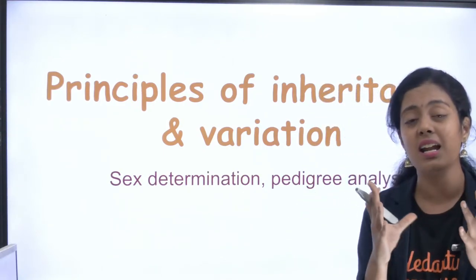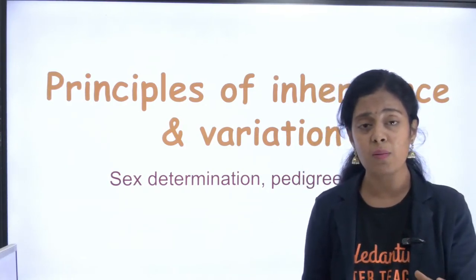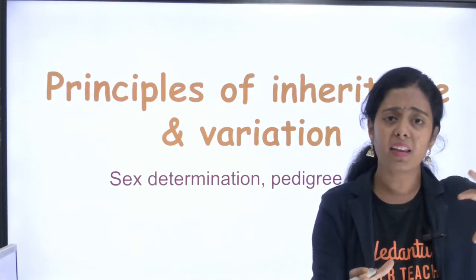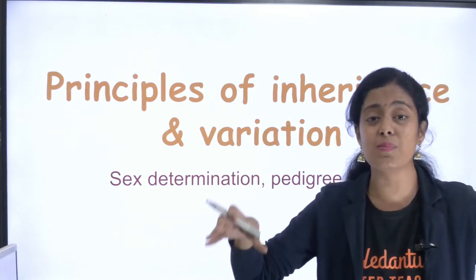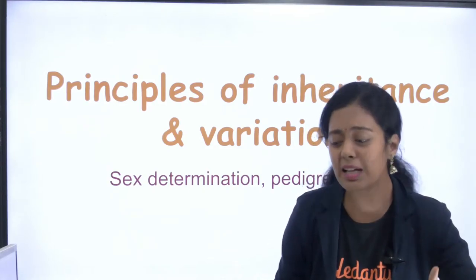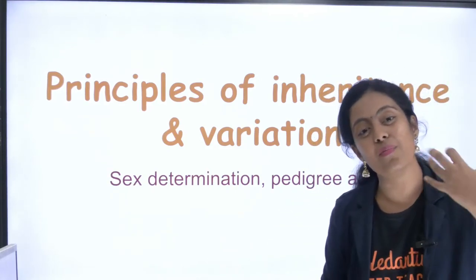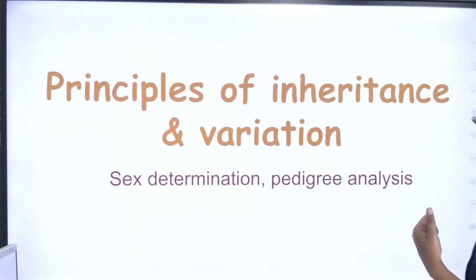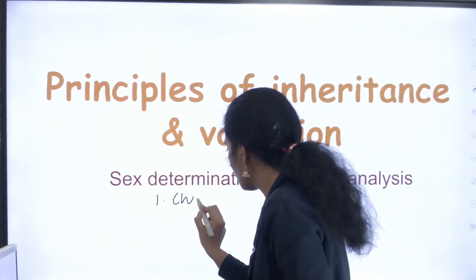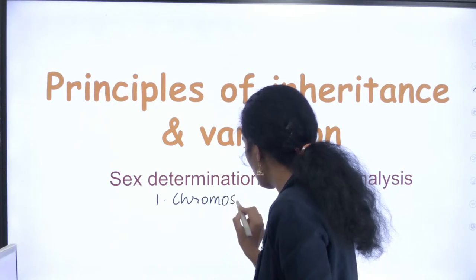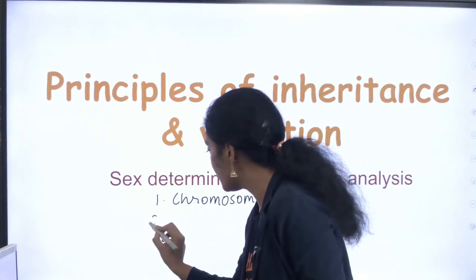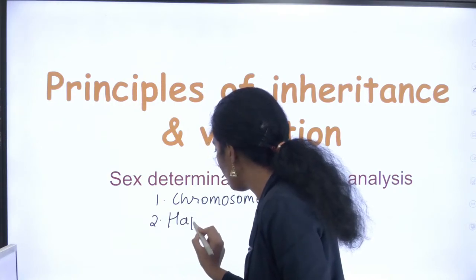What do you guys understand about sex determination? It is nothing but what is going to determine whether an organism is a male or a female. That is what is called sex determination. Okay, so can anybody tell me what all determines sex? What factors will determine sex? The very first thing is chromosomes, correct? This is the most important method of sex determination. Yes or no? The second method of sex determination is haplodiploidy.